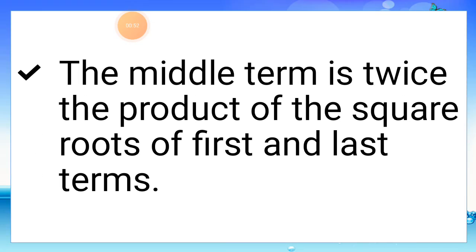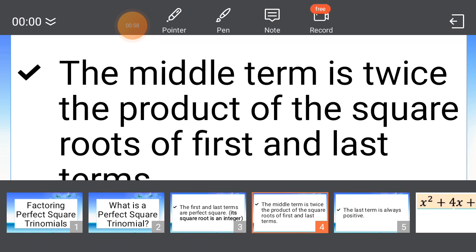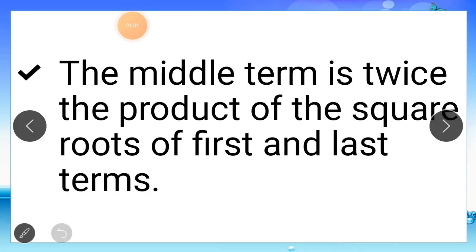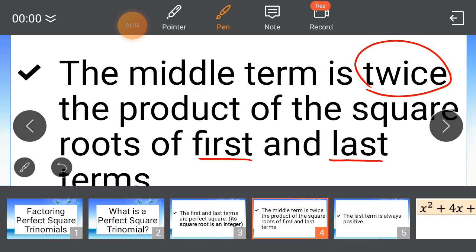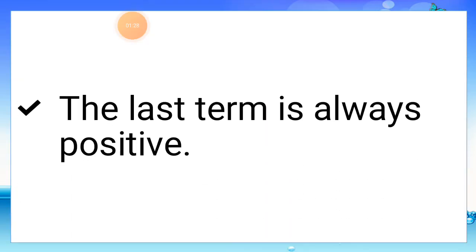Next is that the middle term is twice the product of the square roots of first term and last term. So when you say twice, it means you're going to multiply by 2. So the product of the square roots of first and last terms will be multiplied by 2. So that will be the middle term. And the last one is that the last term is always positive.